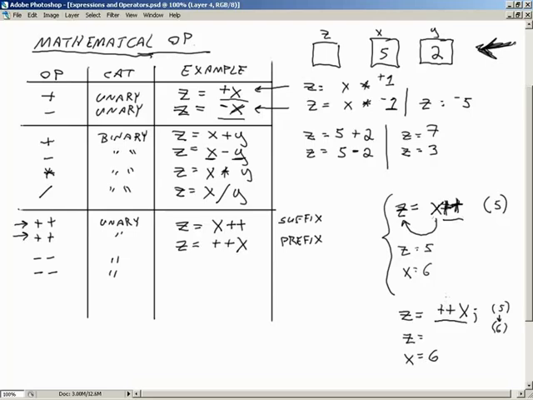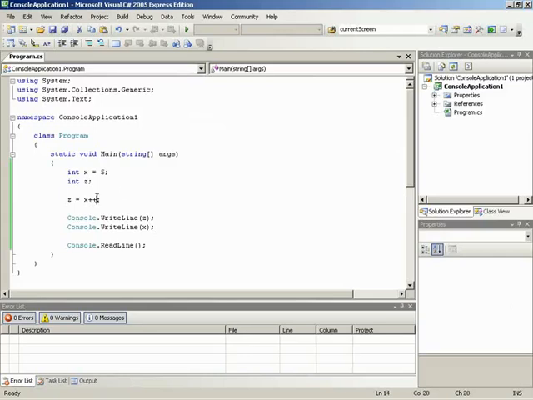Now we take what is in x, which is a 6, and we put that over into z. So z equals 6. So you can see the result here by using the prefix method is definitely different than using the suffix method. So Logan, let me go ahead and get you to do the prefix method by putting the plus plus in front of x and see if we can produce 2 6s on our console.